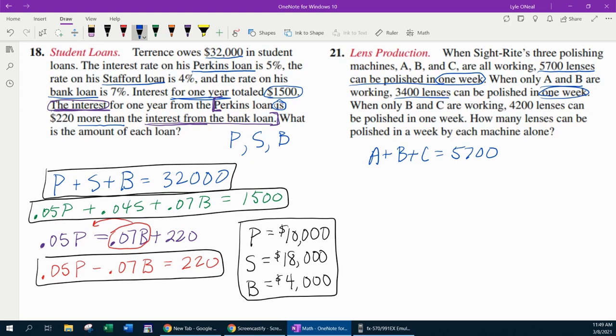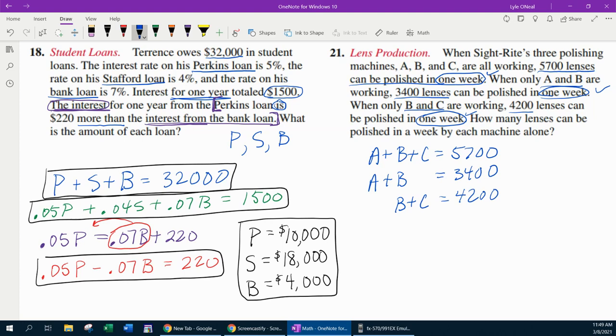It's important to notice that the unit of time has to stay the same. So when A and B only are working, 3,400 lenses can be polished. And when only B and C are working, 4,200 lenses can be polished, again in the same amount of time. So the third equation, B plus C, can produce 4,200 lenses in a week.